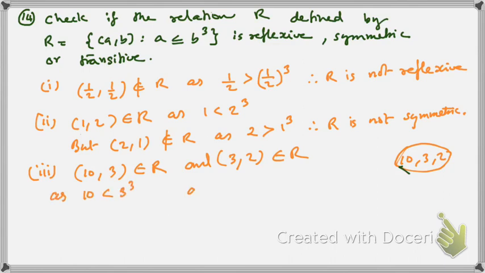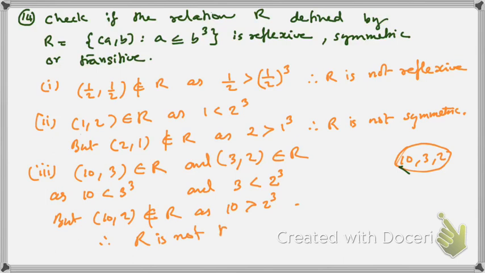First justify these two. 10 goes to 3 because 10 is smaller than 3 cubed, and 3 goes to 2 because 3 is smaller than 2 cubed, which is 8. But (10, 2) does not belong to R, as 10 is greater than 2 cubed. So 10 goes to 3 and 3 goes to 2, but 10 does not directly go to 2. And therefore R is not transitive. So we proved that it is not reflexive, not symmetric, and not transitive.